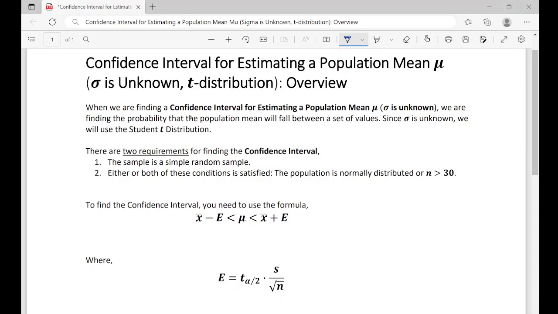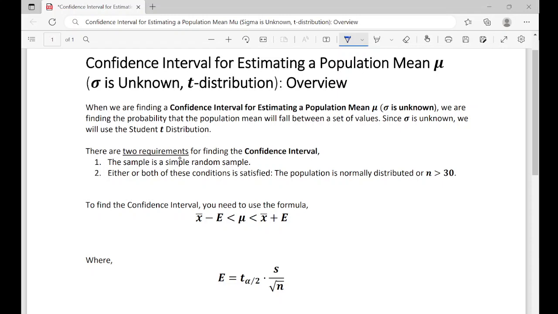When we are finding a confidence interval for estimating a population mean mu, where sigma, the population standard deviation, is unknown, we are finding the probability that the population mean will fall between a set of values, between some lower and upper value. Since sigma is unknown, we will use the student t distribution.